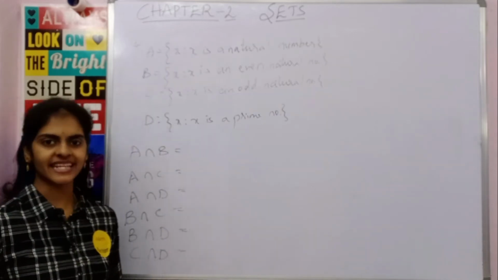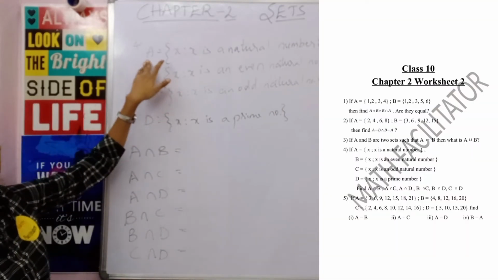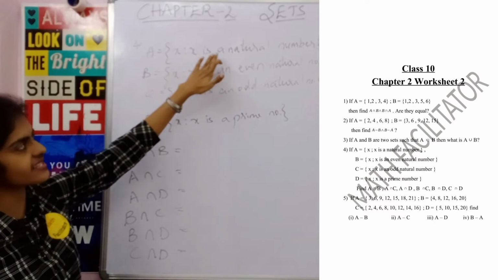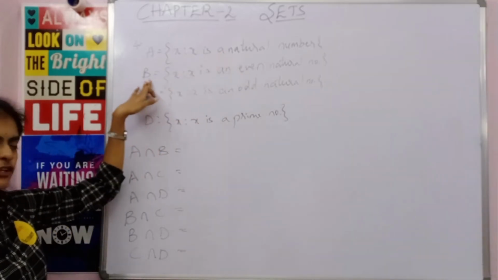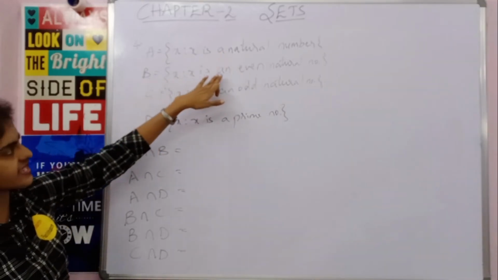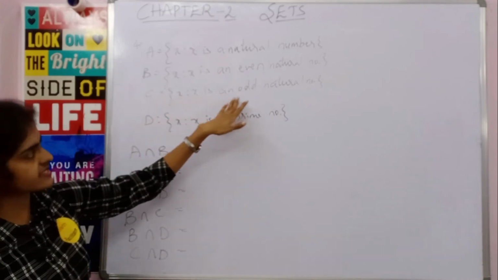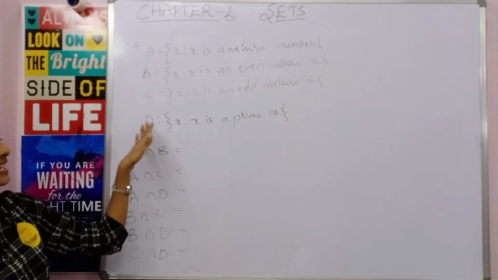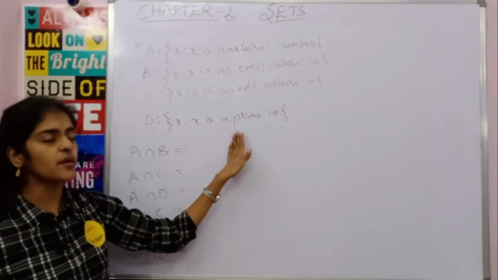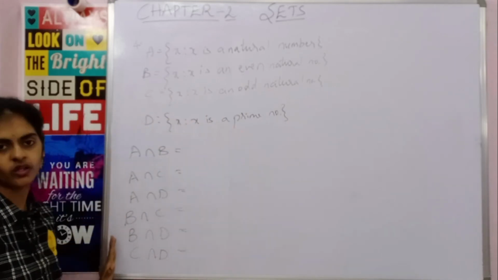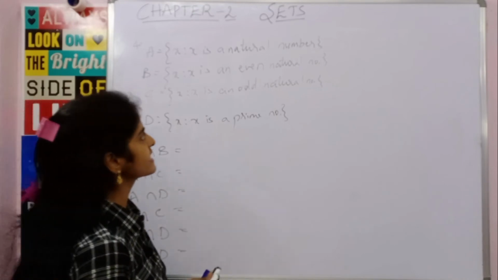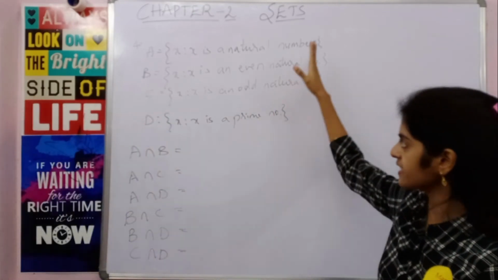Now moving on to the next question. A is a set of elements containing X such that X is a natural number. B is a set of elements containing X such that X is an even natural number. C is a set containing elements X such that X is an odd natural number, and D is a set where X is a prime number. So you have to find all this. Clear? Whatever you are seeing here is nothing but set builder form.